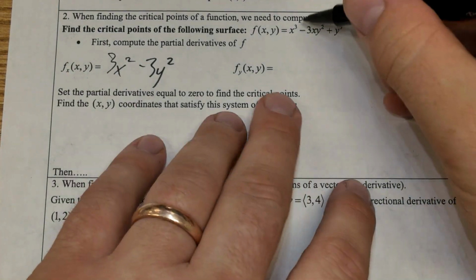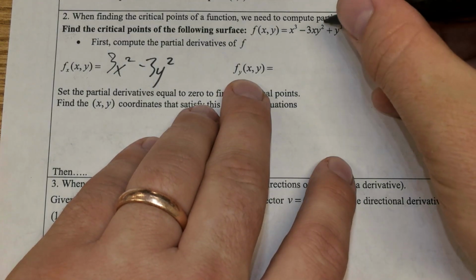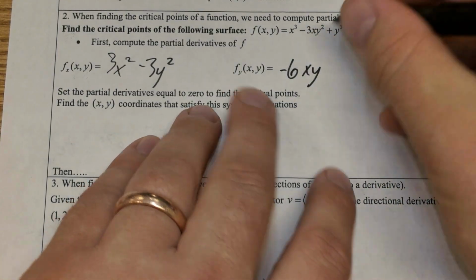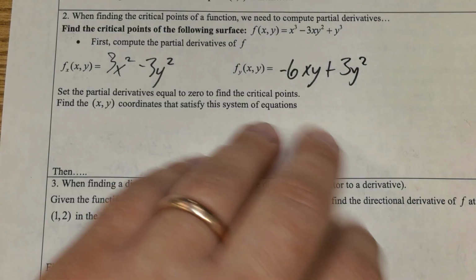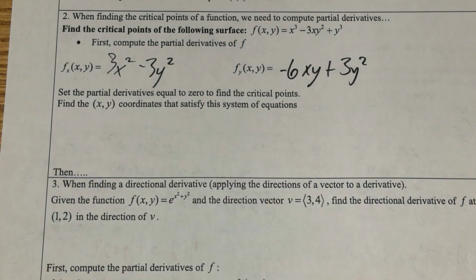So it's done. Repeat again with y. X is now the constant. Gone. This becomes negative 6 from that power rule, xy. And this becomes 3y squared. Now, I would set the partial derivatives equal to 0 to find the critical points, and then I would find the xy coordinates that satisfy this equation.